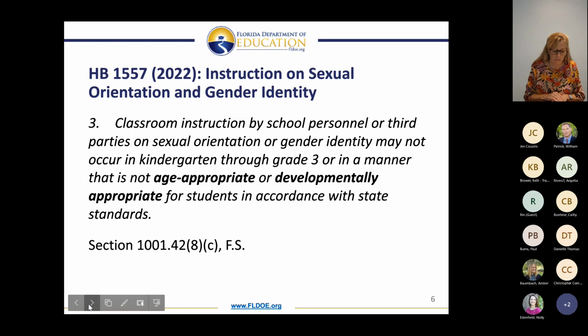We are beginning this work from House Bill 1557, which included the language: classroom instruction by school personnel or third parties on sexual orientation or gender identity may not occur in kindergarten through grade 3 or in a manner that is not age appropriate or developmentally appropriate for students in accordance with state standards.